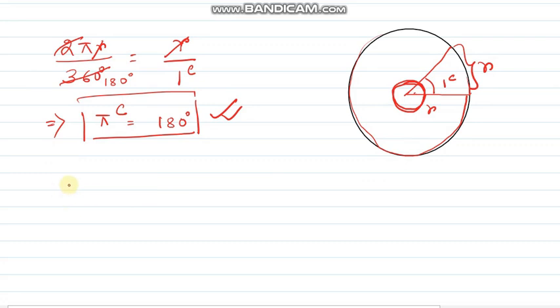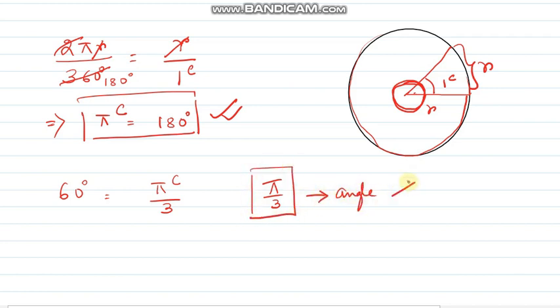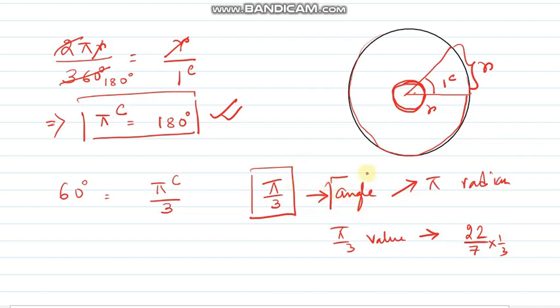So how to use this? Suppose you need to convert 60 degree. So 60 degree equals pi radian divided by 3. Many times you are going to use it as pi divided by 3. If pi by 3 is an angle, then pi stands as radian. And if pi by 3 is the value of any other thing, like a trigonometric ratio or inverse trigonometry, which I am going to discuss, that time I am going to take pi as 22 by 7. Don't get confused. If pi by 3 is an angle, then pi is this radian, that is 180 degree. Otherwise, if it is the value of any other thing, then pi will be 22 by 7.